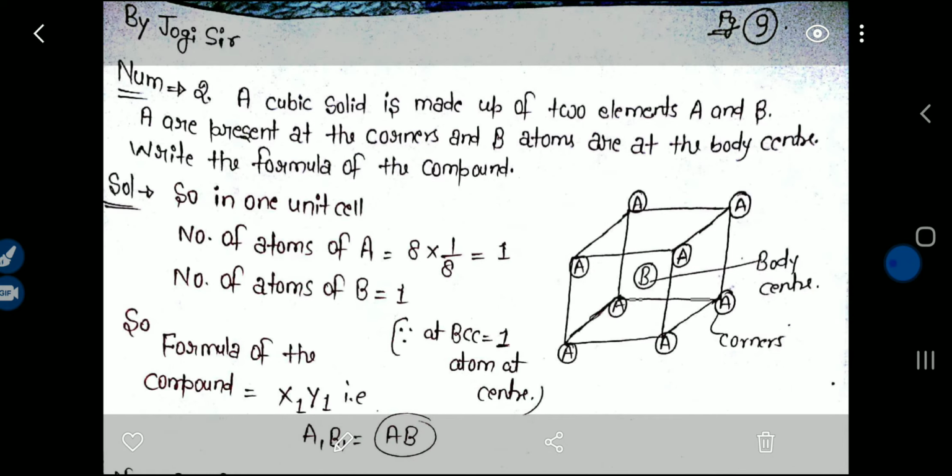A cubic solid is made up of two elements A and B. A atoms are present at the corners and B atoms are present at the body center. Write the formula of the compound. In this diagram you can easily see that A atoms are at the corners, so the number of A atoms is 8 into 1 by 8. So the number of atoms per unit cell of A is 1. The number of atoms per unit cell of B is also 1, because in the body center there is an atom present in the center of the body.